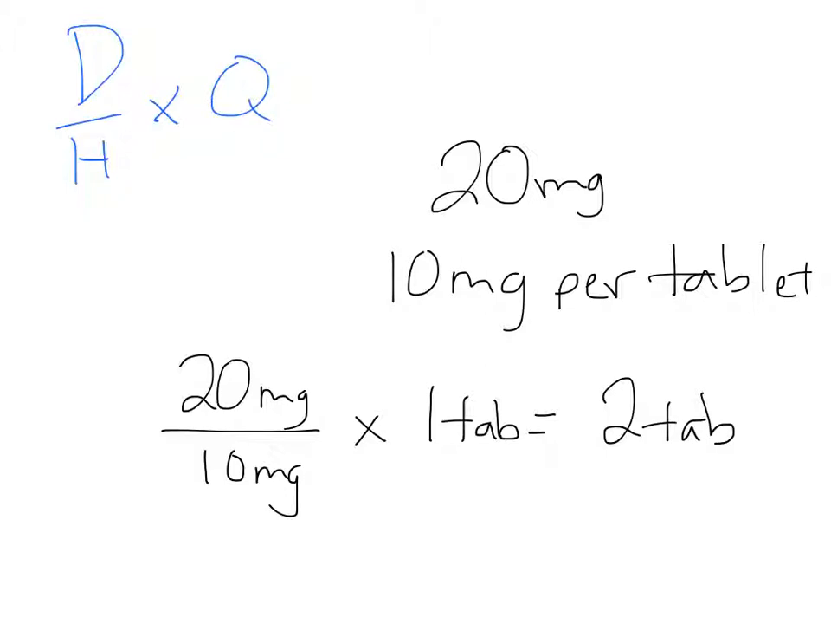Reminder from our class is that D and H must be the same unit. The reason is that I want the unit milligrams to cancel out. When they're the same, they cancel each other out, leaving the only unit left in this problem as tablets, which is what my answer will be, and that's what I want. Whatever the unit of my quantity is, I need that to be the unit of my answer. So if D and H are not the same unit, I need to make them the same unit.